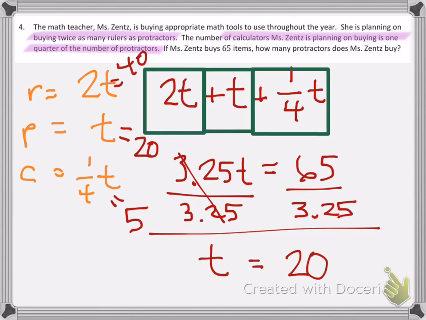Okay? And that's it. You organize your information. You assign variables to stand for the amounts. Add them all up. Set them equal to the total amount of items. And use algebra to solve for the variable. Then plug it back in. Substitute into your original expressions, and you can find out how many was in each group.